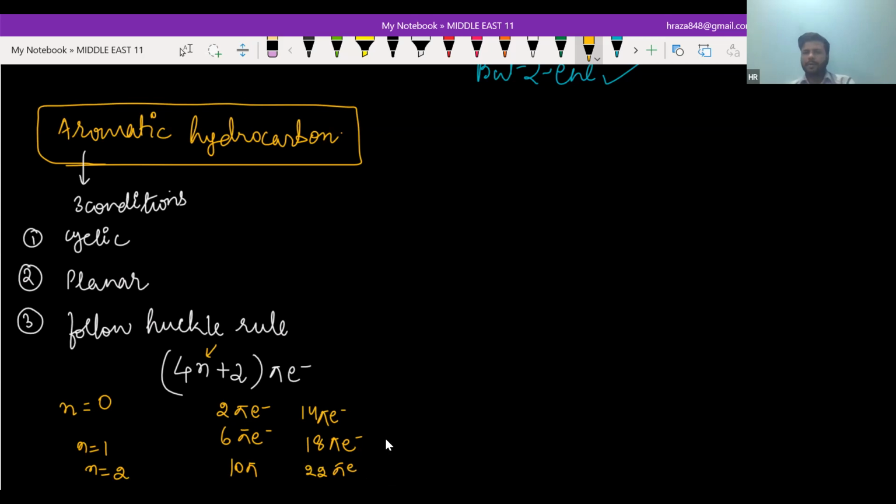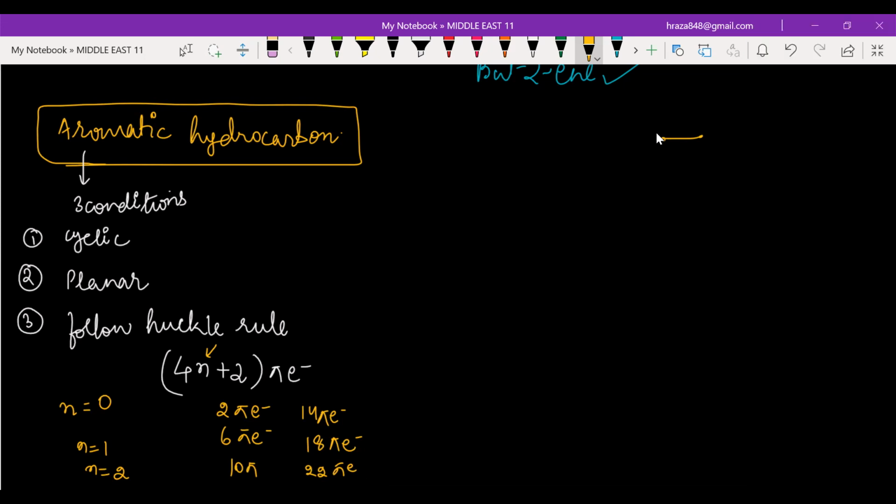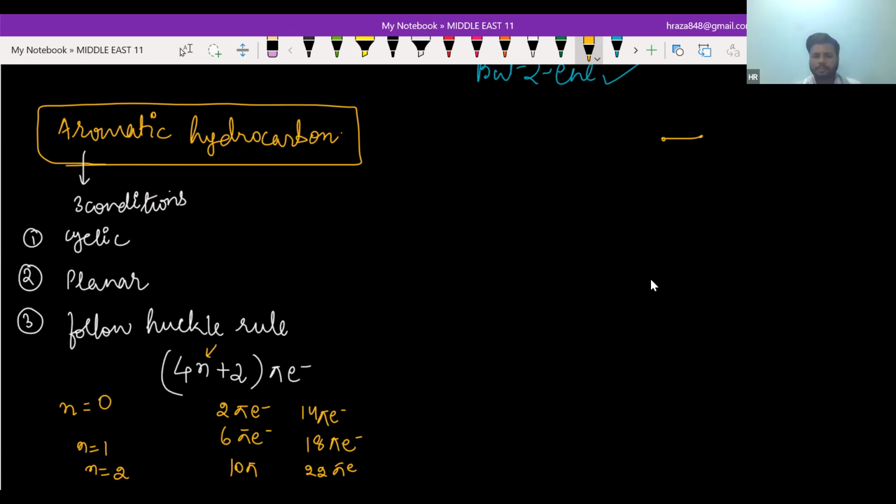Okay, everyone. So what is this pi electron? Can you tell me how many electrons a bond contains? How many electrons are present in a bond? One. Just see.